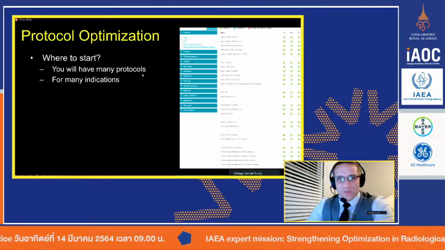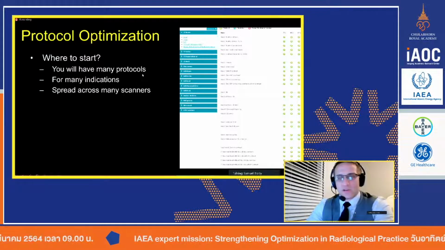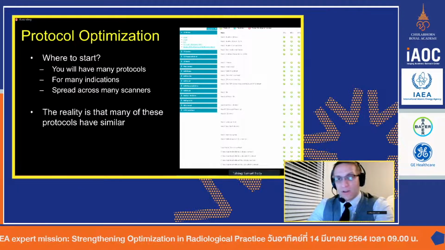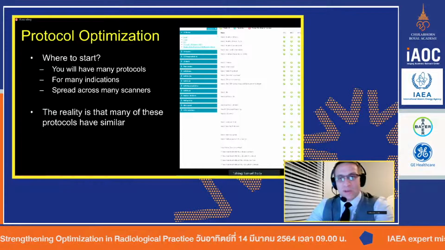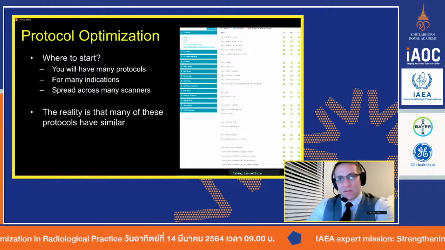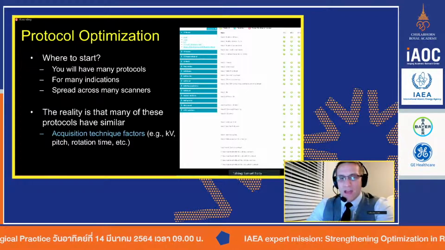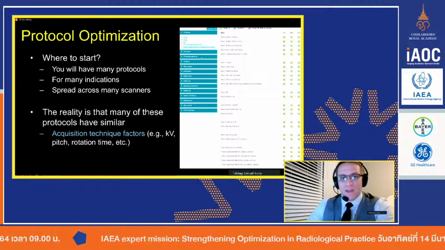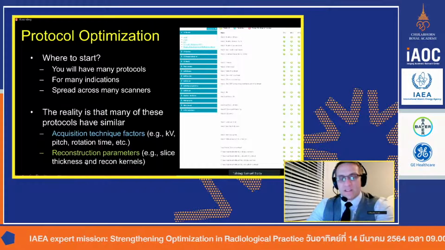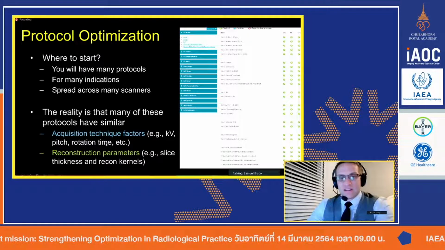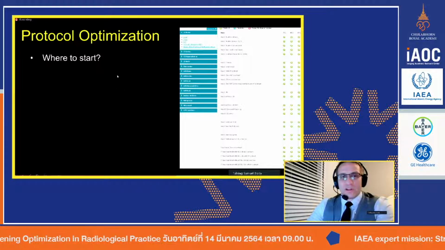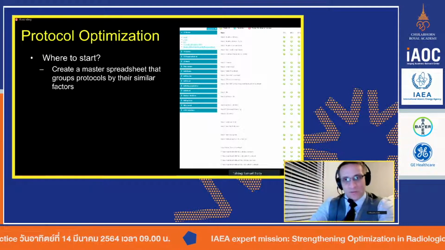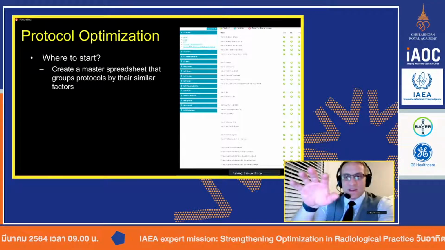Well, we have so many protocols for so many different indications spread across a variety of different scanners. And all of the scanners may not be the exact same vendor, so they'll operate slightly differently. But the reality is a lot of these protocols are actually the same. A lot of them will have very similar technique factors, maybe the same kV, maybe the same pitch, etc. And a lot of them will have the same reconstruction parameters, such as the same slice thickness and recon kernels. And so it can be very overwhelming when you think about optimizing all of these protocols and for all of the CT scanners.